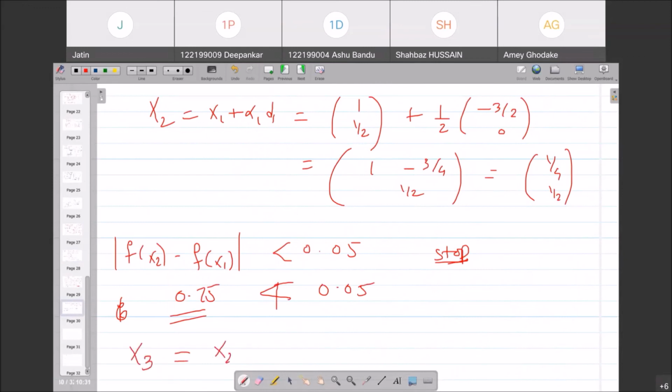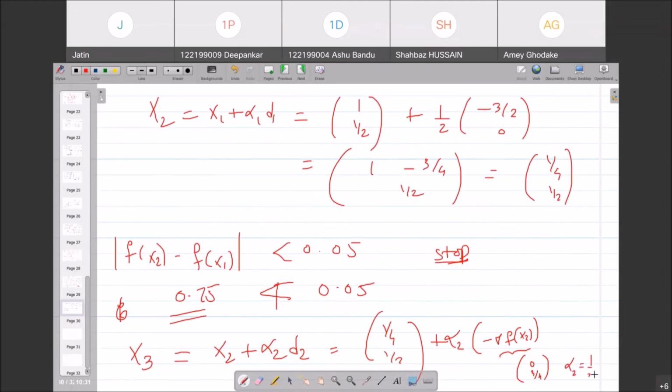What will be x3? x2 plus alpha 2 d2. What is x2? x2 is 1 by 4, 1 by 2, plus alpha 2. What is d2? It is minus grad f at x2. Earlier it was minus grad f at x1. Now it is minus grad f at x2. When you do this, this quantity will come out to be 0.3 by 4. You also do the calculation. If you get something different, let me know. And your alpha 2 will come out to be 1 by 2.